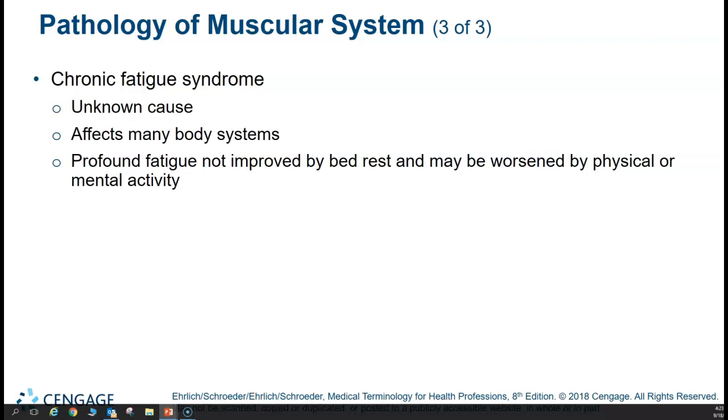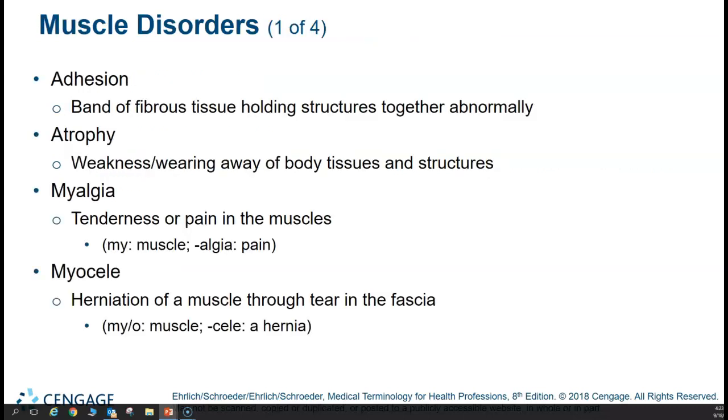Chronic fatigue syndrome, again, this unfortunately affects many body systems. We don't know what causes it, but it actually can be worsened by different physical, mental activities. It's just a really debilitating disease. There are different terms as well.